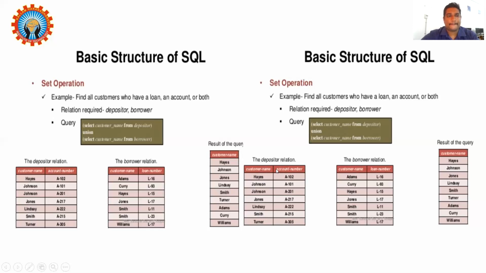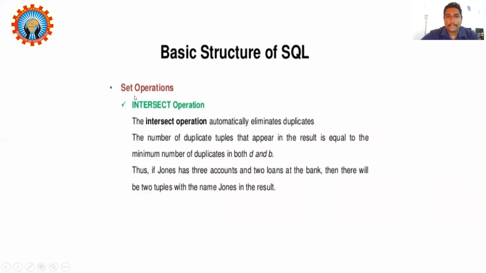Next, if you take the set operator called intersect, the intersect operation automatically eliminates the duplication, and the number of duplicate tuples that appear in the result is equal to the minimum number of duplicates in both D and B. Whatever minimum values are available in both relations, the same values in both relations, will appear as the retrieved data when you use the set operator intersect.